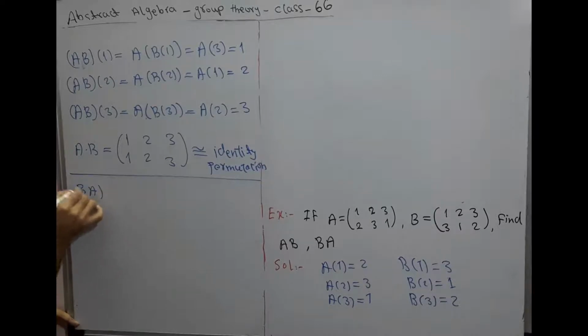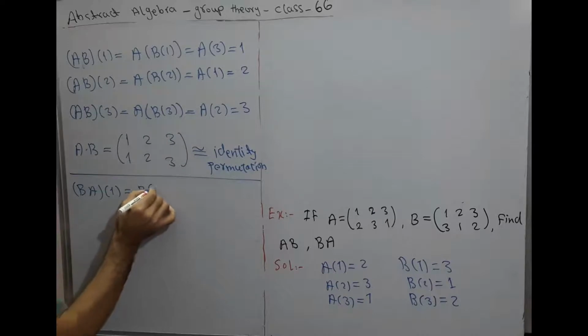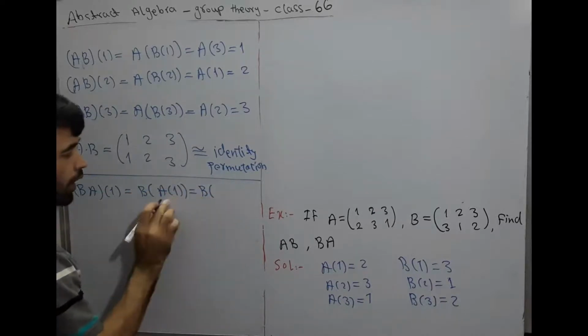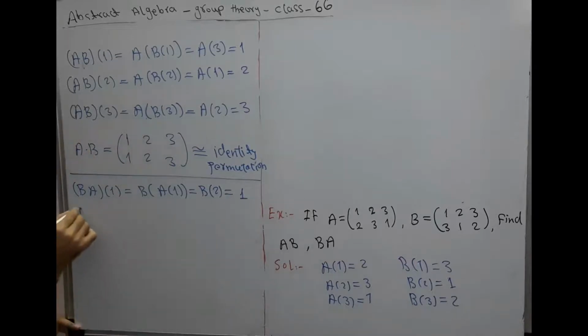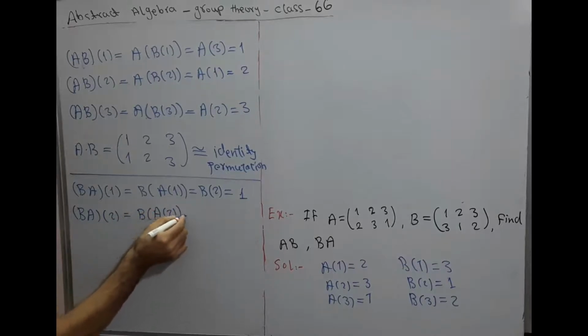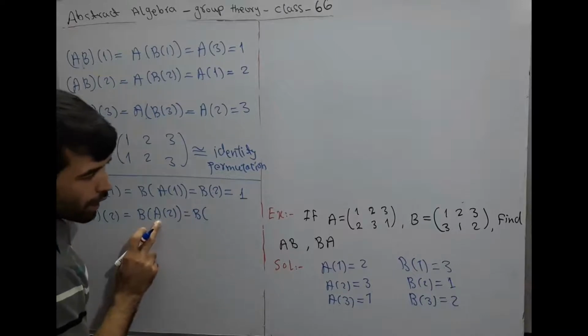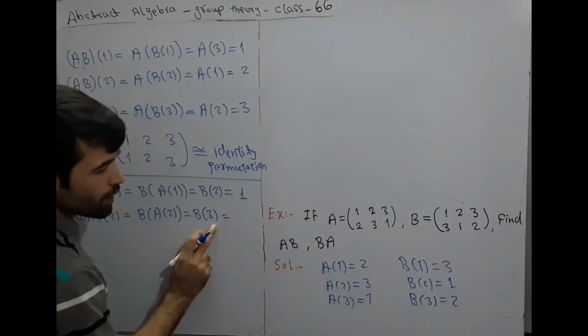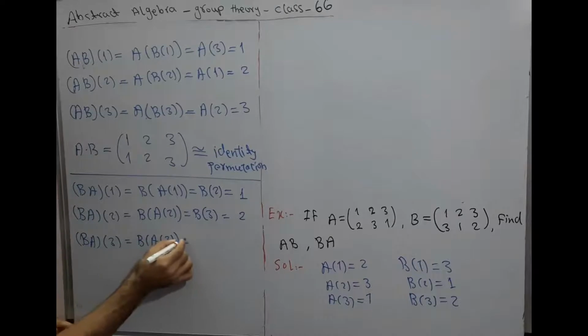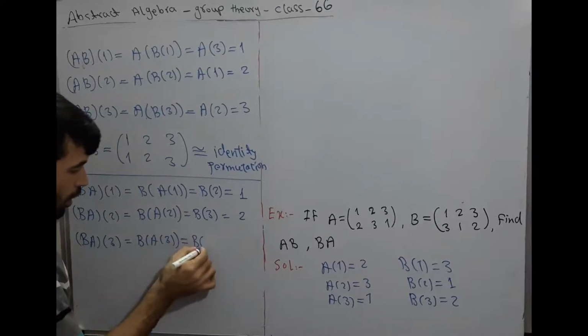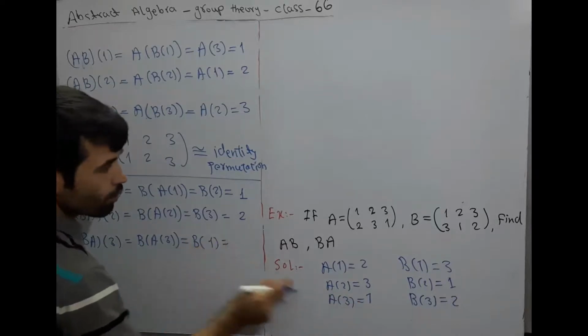b into a of 1 is equal to b of a of 1, which is b of 2, which is equal to 1. b into a of 2 is equal to b of a of 2, which is b of 3, which is equal to 2. b into a of 3 is equal to b of a of 3, which is b of 1, and b of 1 is equal to 3.